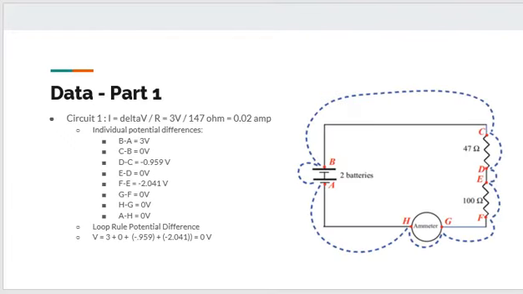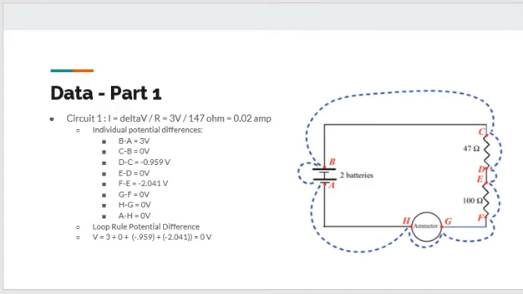To measure the potential differences throughout the circuit, the voltmeter was placed at the lettered sections of the circuit to measure the voltage between segments. Between the two batteries from A to B, the voltage was found to be 3 volts. From C to D, across the 47 ohm resistor, the voltage was found to be negative 0.959 volts. From E to F, across the 100 ohm resistor, the potential difference was found to be negative 2.041 volts.